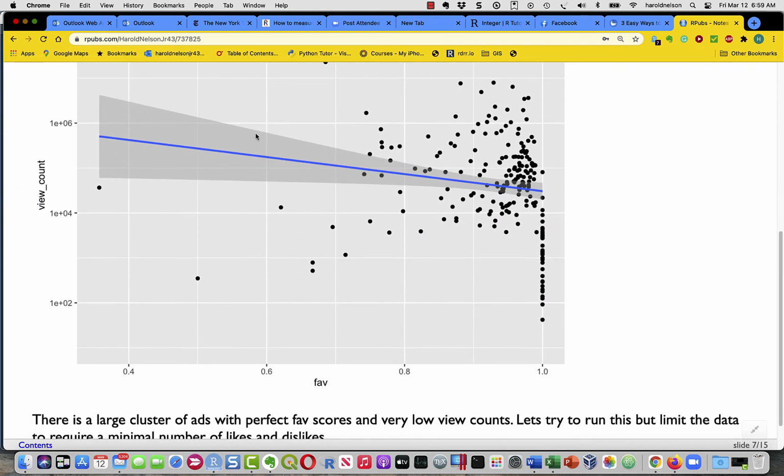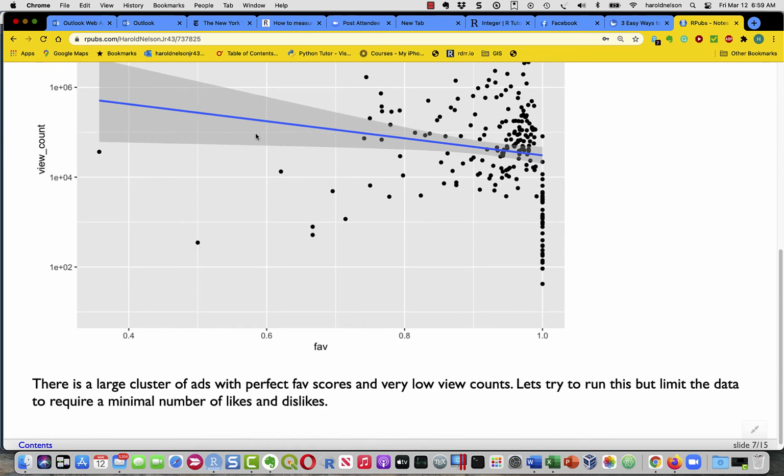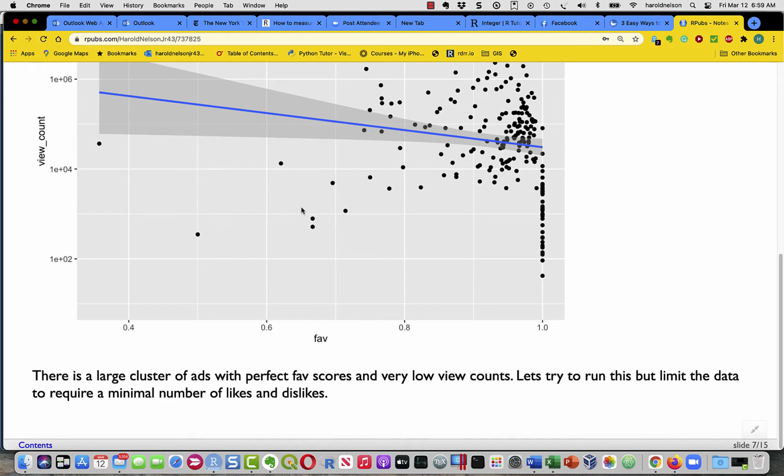So I want to limit the data to require a minimal number of likes and dislikes. You can fiddle around a little bit, but you're going to put a filter command in your pipeline to make sure that you don't accept any favorability values that are based on only 1 or 2 observations. Okay? So go ahead, stop the video, do that, then come back and start the video again.